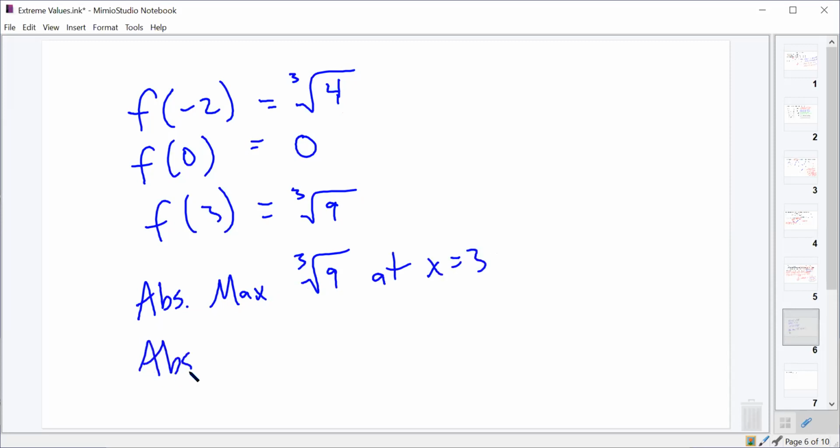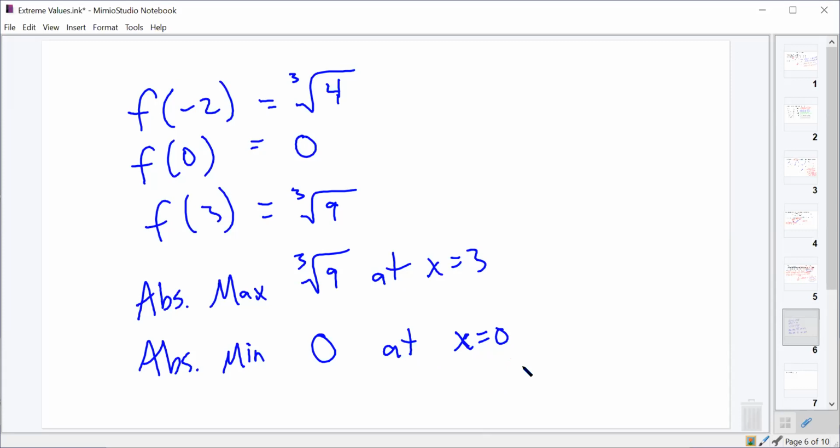And what's our absolute min? 0. And that's at x equals 0. And that's at an interior point, right? So we can see that it could have occurred at an endpoint or it could occur at an interior point. Good?